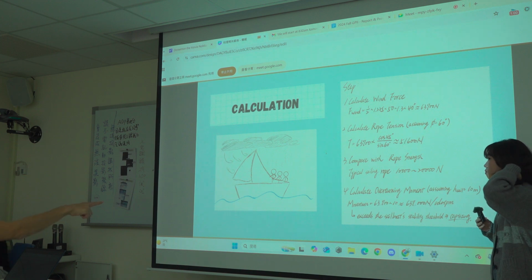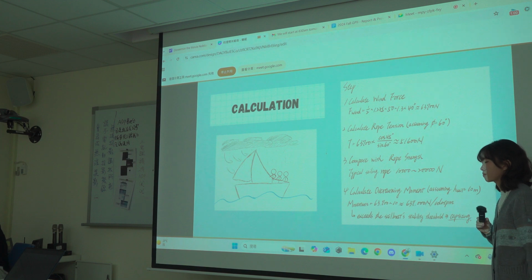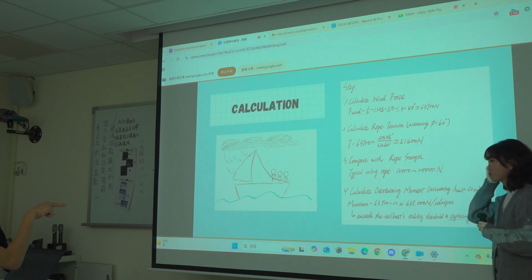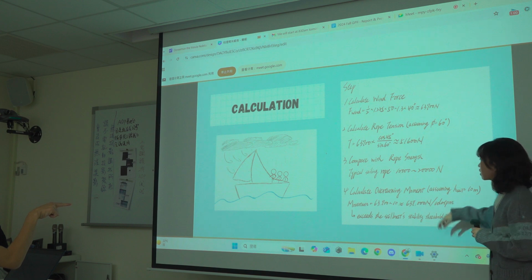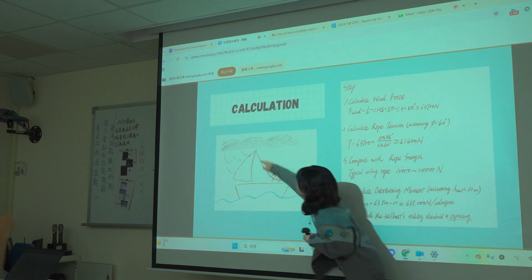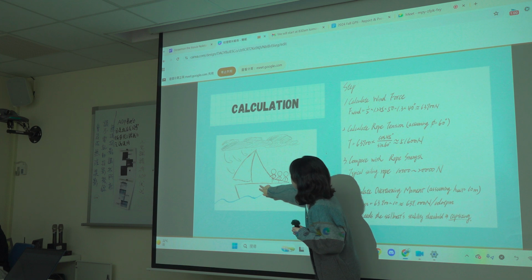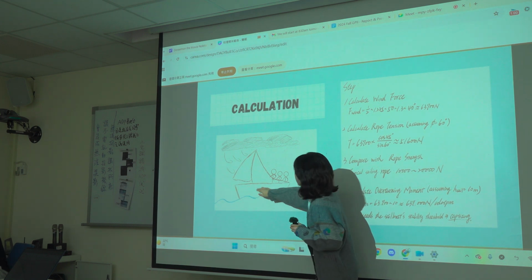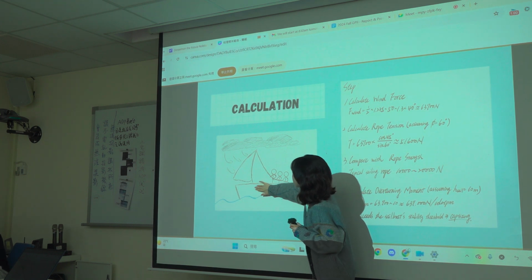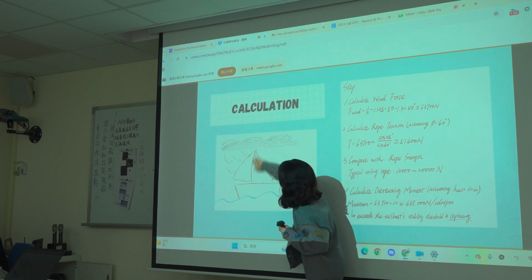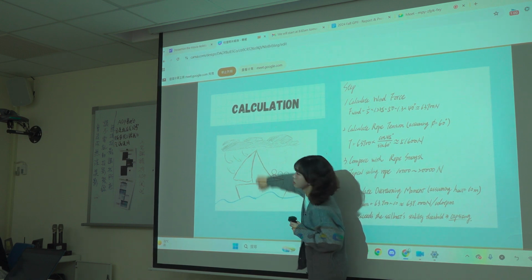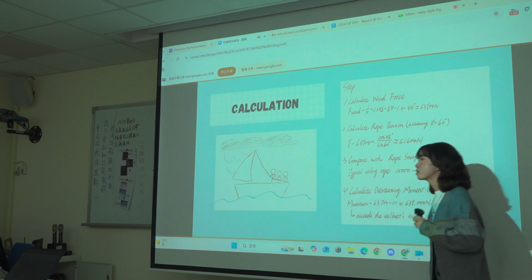Why is that an overturning moment? Ten is the 10 meters, it's the height. The gravity acts on the whole sailboat. So the height of the sail, I assume, is 10 meters.